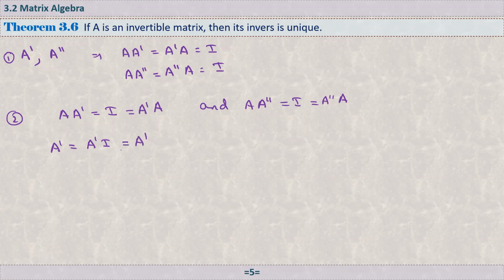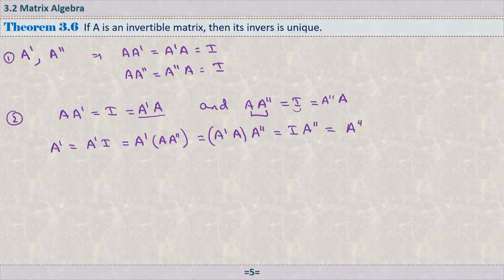So here we have A prime. What is the identity matrix? For the identity matrix, I can write that this is equal to A times A prime, so instead of I, let me write A times A double prime. By using the associative property of matrices, I can write it as A prime, A, and here we have A double prime. And A prime A is equal to I, so instead of this I can just write I, and here we have A double prime, which is equal to A double prime.